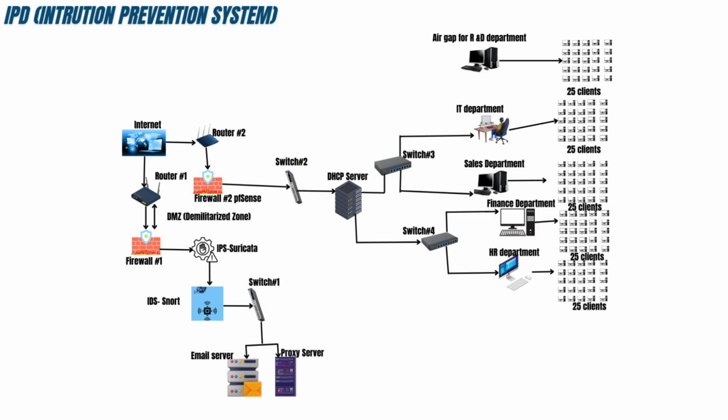IPS. The intrusion prevention system works in tandem with the IDS. While the IDS detects suspicious traffic, the IPS takes action by blocking harmful traffic in real time, preventing attacks such as distributed denial of service, DDoS, or data exfiltration attempts.